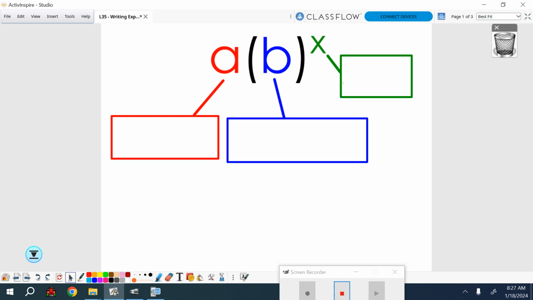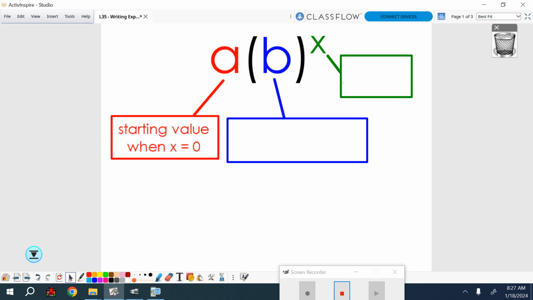Today we're going to be writing and solving exponential equations that deal with a change factor, not a percent of growth and decay. Those will come later. So the equation that we use for solving exponential equations is this: a times b to the x. Now the a value is the starting value.